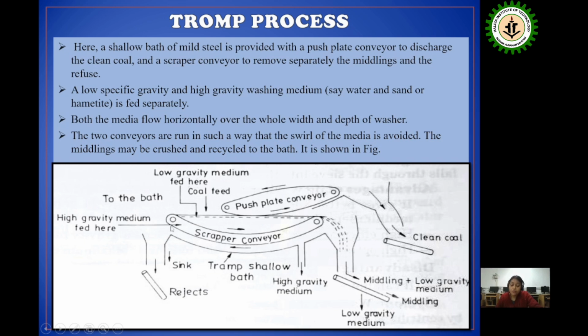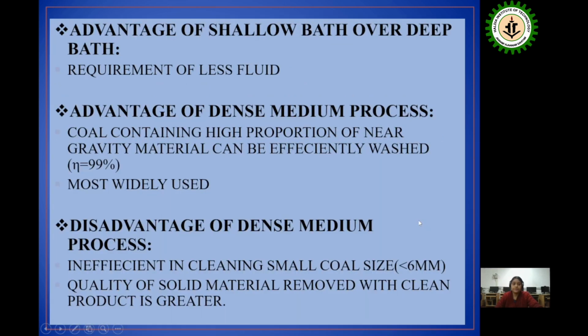From one section, we separate out the reject. From another part, we separate out the high gravity medium. And from the other part, we separate out the middling and low gravity medium. And finally, we get the clean coal. So from all these zones, we get different categories. One is the reject, next is the high gravity medium, next is the low gravity medium with some middling, and lastly, the clean coal.